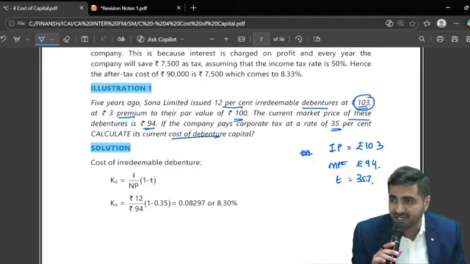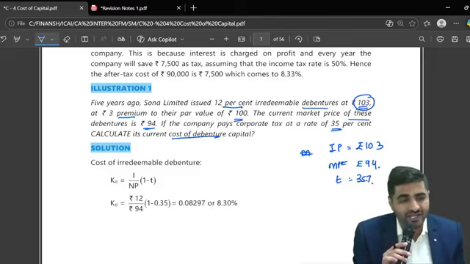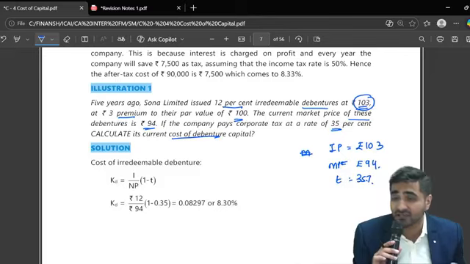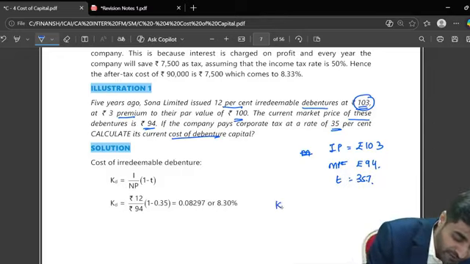Okay. Please tell me, is the life given to you in the question, that in how many number of years we are going to redeem these debentures? Is the life given to you? Come on. If the life is not given to you, are we going to use redeemable or irredeemable? Irredeemable. What's going to be the formula for KD? Everyone. Interest into what? 1 minus tax upon what?